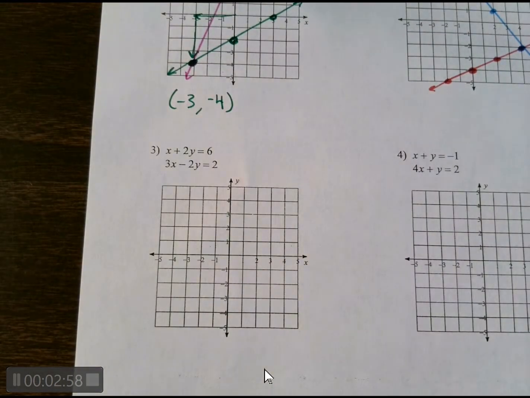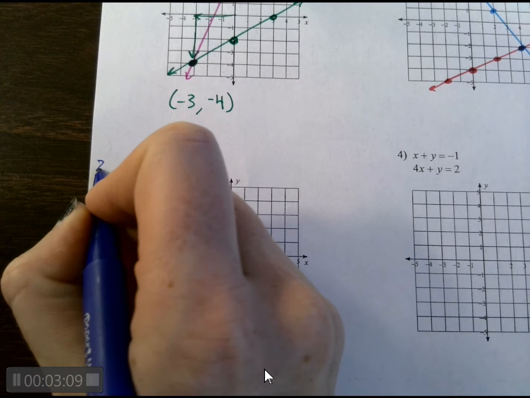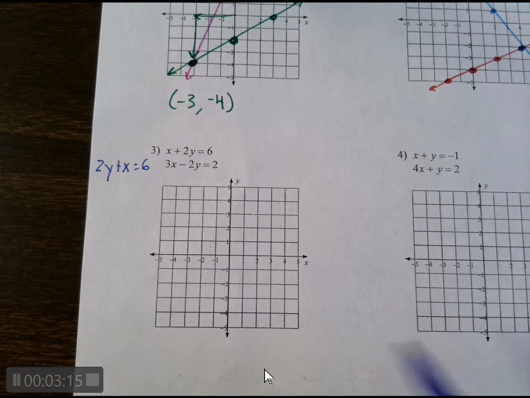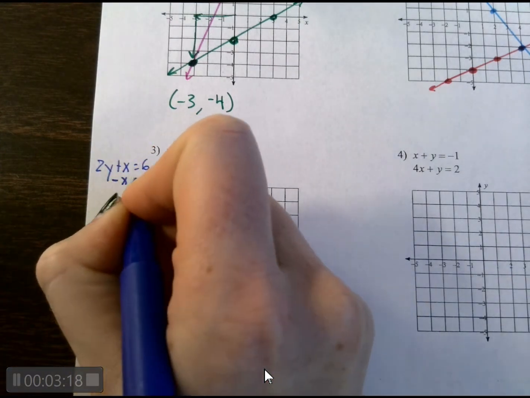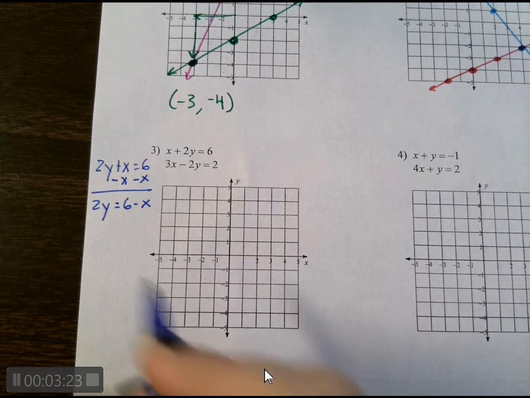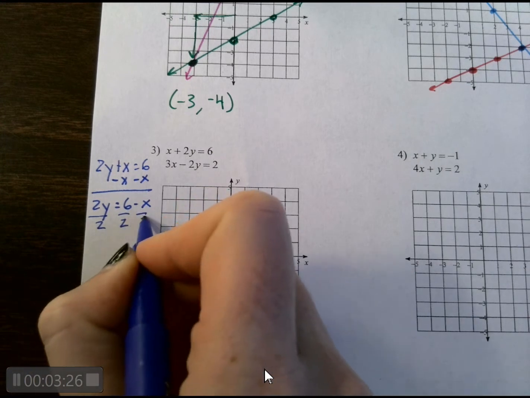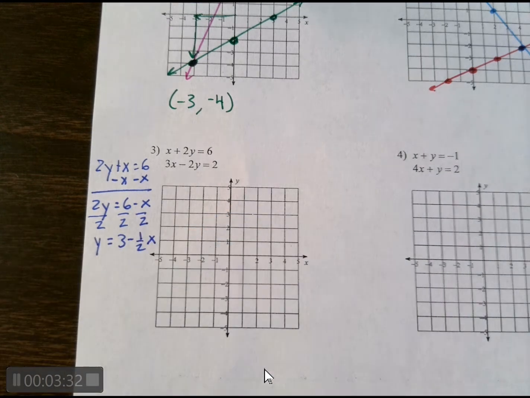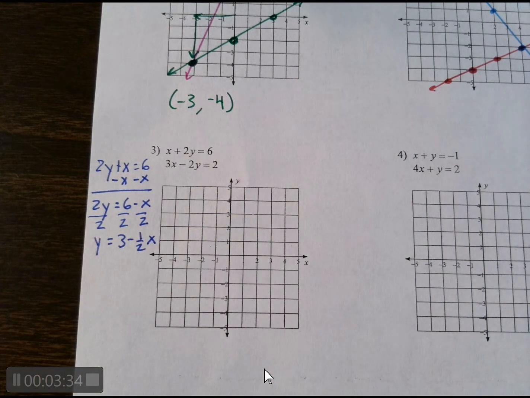Alrighty, let's go on to number 3. So number 3 is a little bit different, because now they are not in slope-intercept form, so we have to make them. So we have 2y plus x equals 6. I just changed it around, that's my bad, wasn't paying attention. And we are going to subtract x from both sides to get 2y equals 6 minus x. And then we are going to divide by 2. So y is going to equal 3 minus 1/2 x. So we can go ahead and graph that.